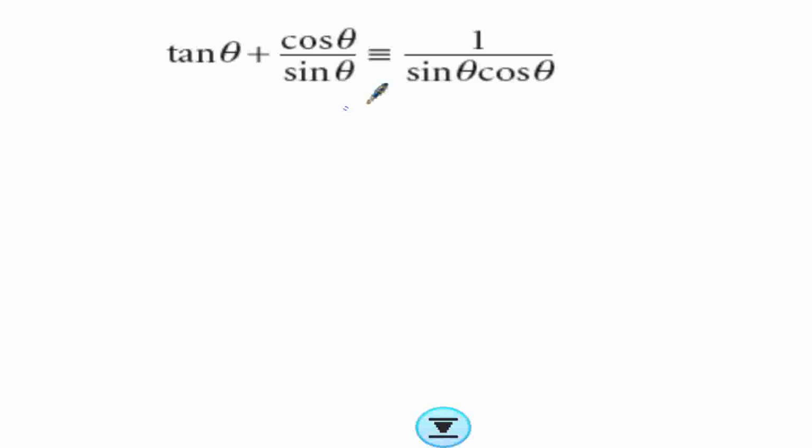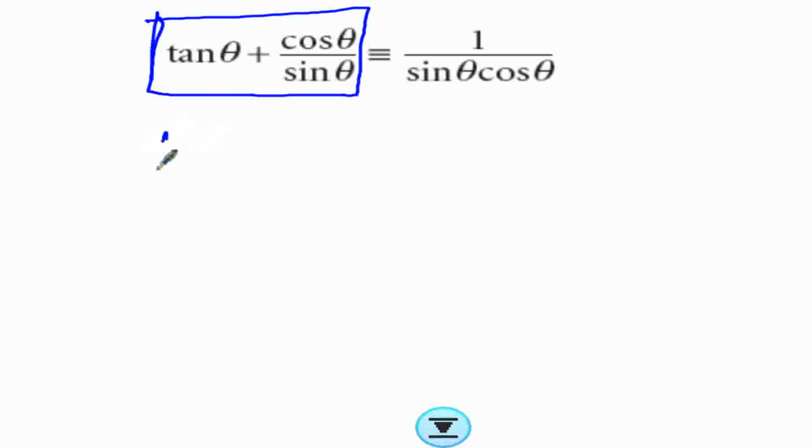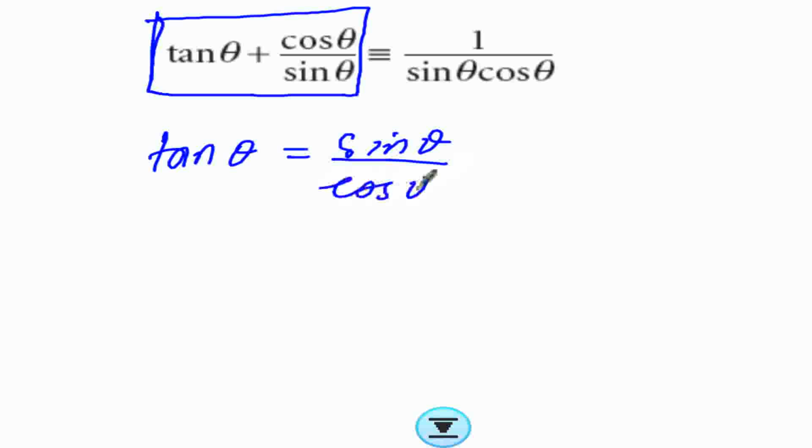So in this case you can look at the right hand side and see that we don't have a tan, so we have to manipulate this to get rid of the tan, and we shall end up getting our right hand side. So let's first change the tan. We know that tan theta is the same as sin theta over cos theta. So we are going to replace the tan with this.